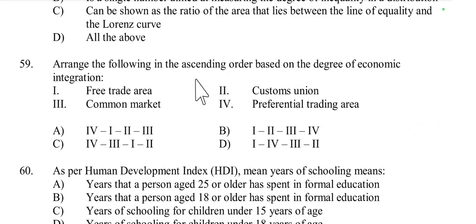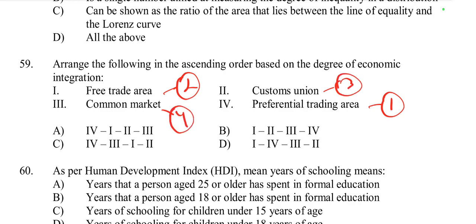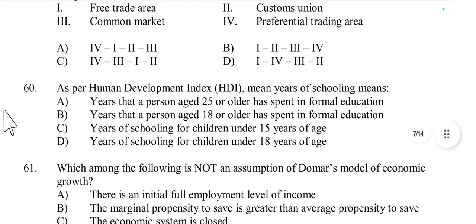Then question number 59, arrange the following in ascending order based on the degree of economic integration. First one is preferential trading area, first position. Then free trade area, then customs union, then fourth one is common market, and fifth one is political union. So here preferential trading area IV, then free trade area I, then customs union 2I, then 3I, option number A.